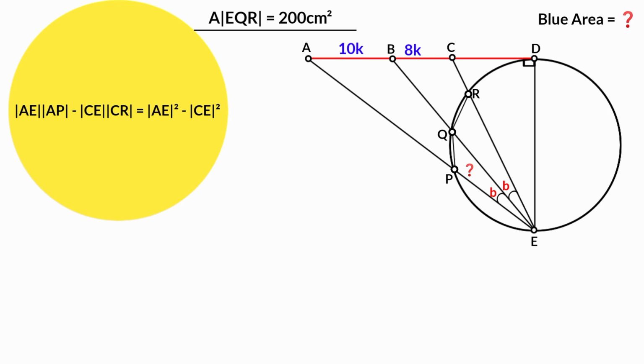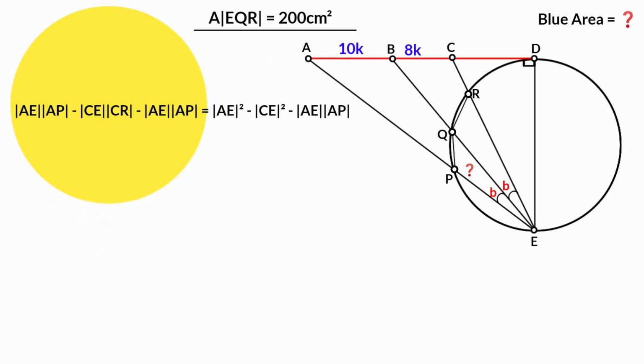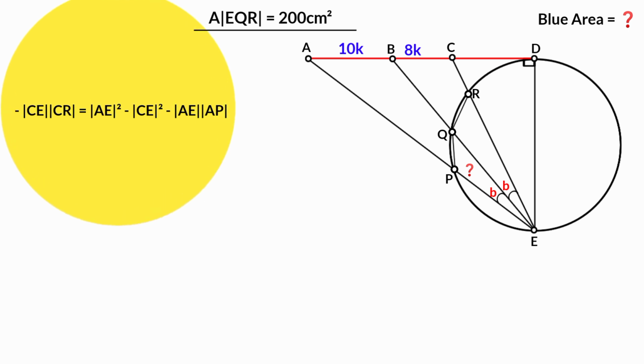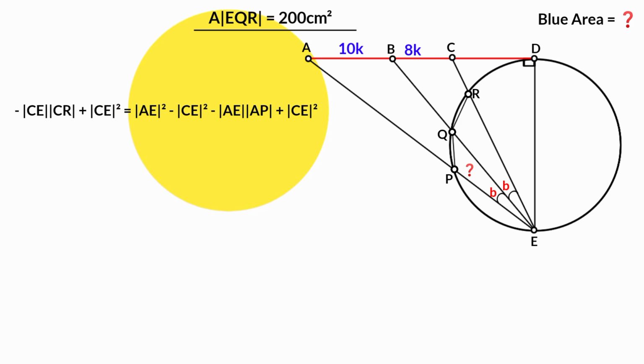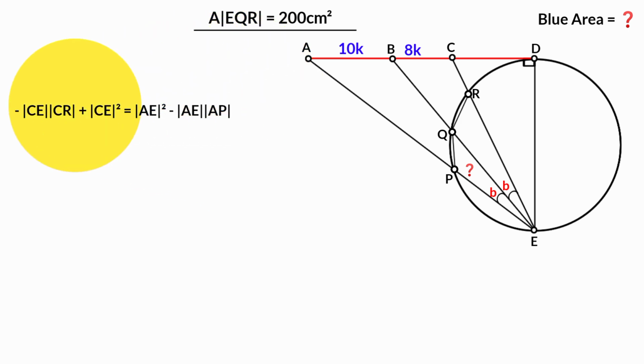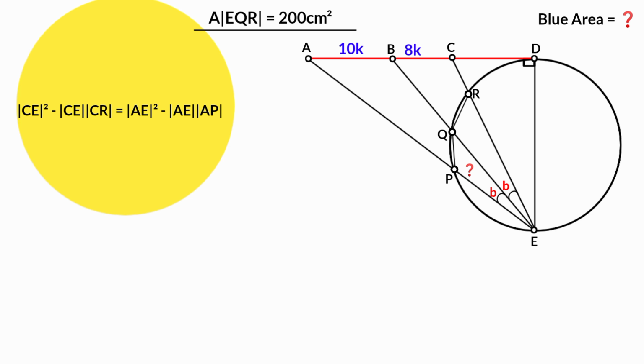Subtract line AE line AP from both sides. Here line AE line AP minus line AE line AP is 0. So minus line CE line CR equal to line AE squared minus line CE squared minus line AE line AP. Now add line CE squared to both sides. Here minus line CE squared plus line CE squared is 0, while here minus line CE line CR plus line CE squared is line CE squared minus line CE line CR. So line CE squared minus line CE line CR equal to line AE squared minus line AE line AP.